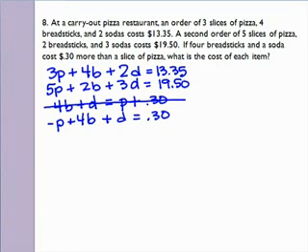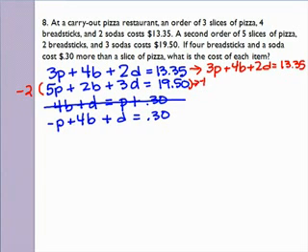So we're going to get rid of the B's. So I'm going to take this one and I'm going to multiply it by -2, and we're going to move them over here. So we get 3P plus 4B plus 2D equals $13.35. And this one, when I multiply, I get -10P minus 4B minus 6D equals $39.